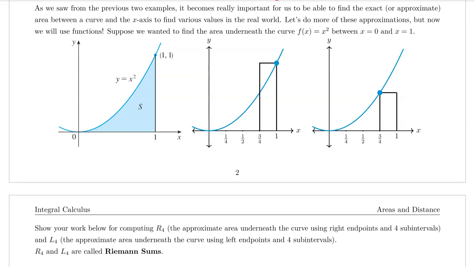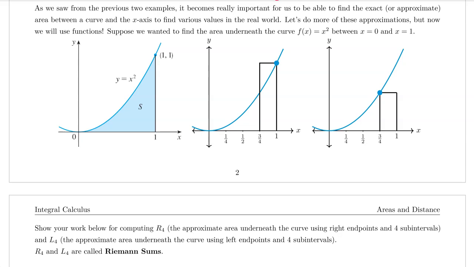Suppose we wanted to find the area underneath the curve f of x equals x squared between x equals 0 and x equals 1. So in the left graph, we have our function curve y equals x squared, and the highlighted blue area we're calling S to represent this shaded region, and we want to find that exact area. But once again, notice that this has curvature, so if I wanted to find the area of that shape, I don't have a formula yet to be able to do that. It almost looks like a triangle, but it's not quite a triangle since we have curvature.